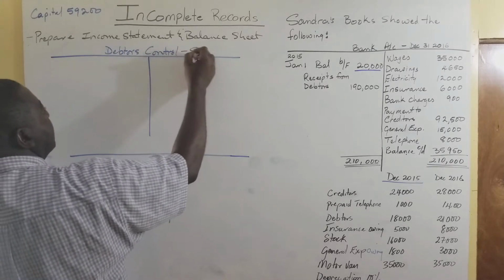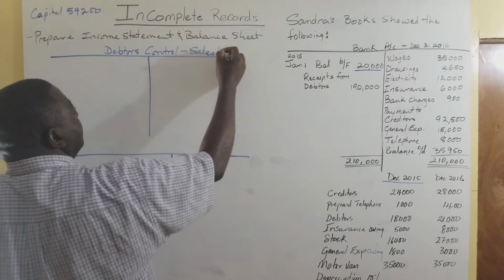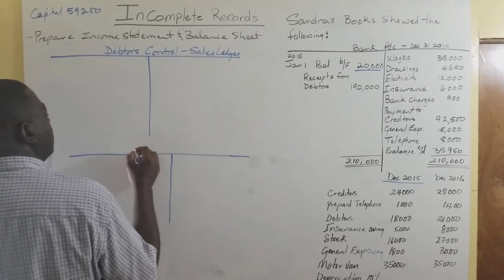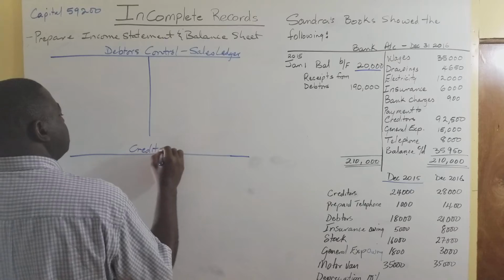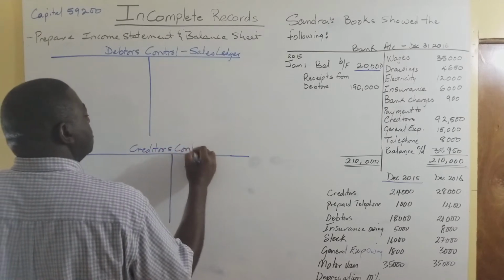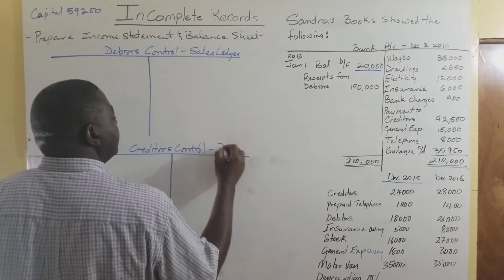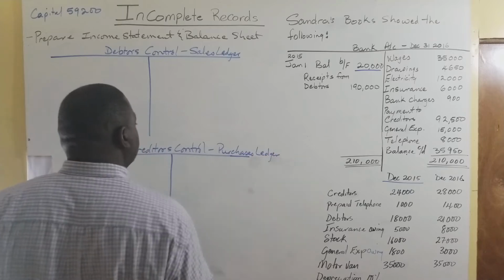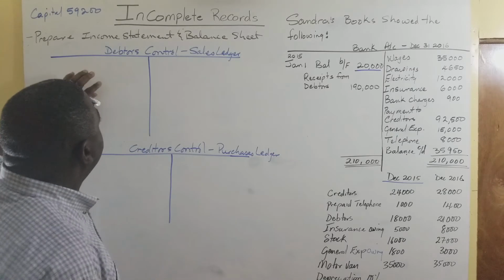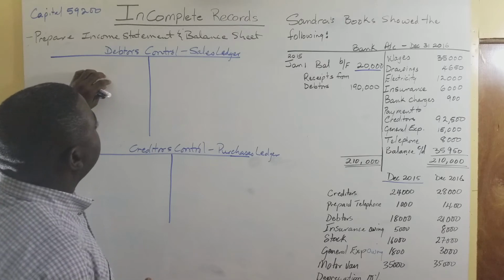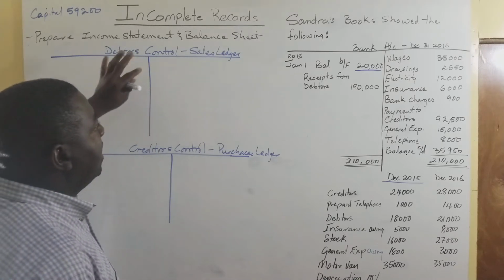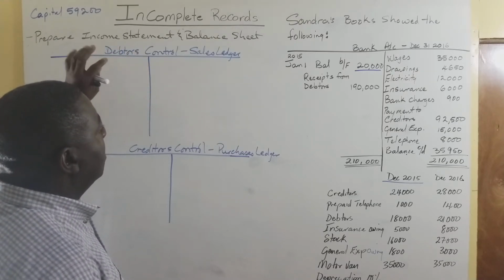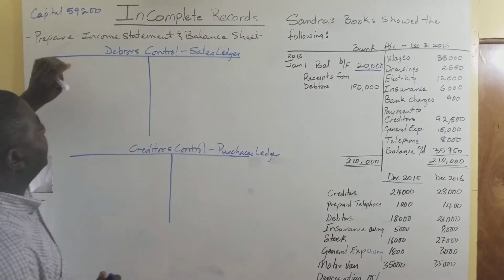And you know that is the same thing as our sales ledger control, and our creditors control, same as our purchases ledger control. Okay, all right. Now in the debtors control, or the sales ledger control, we're dealing with debtors, so the opening balance is going to be on the debit side.